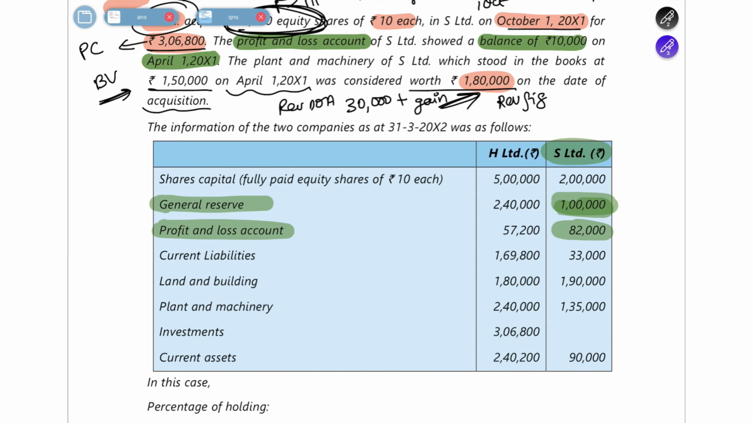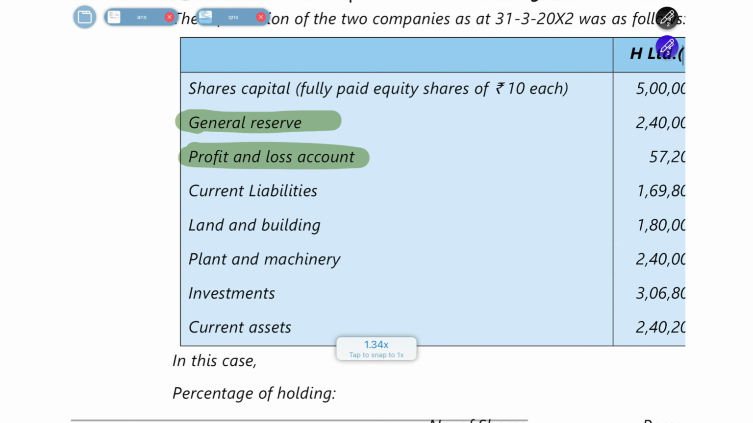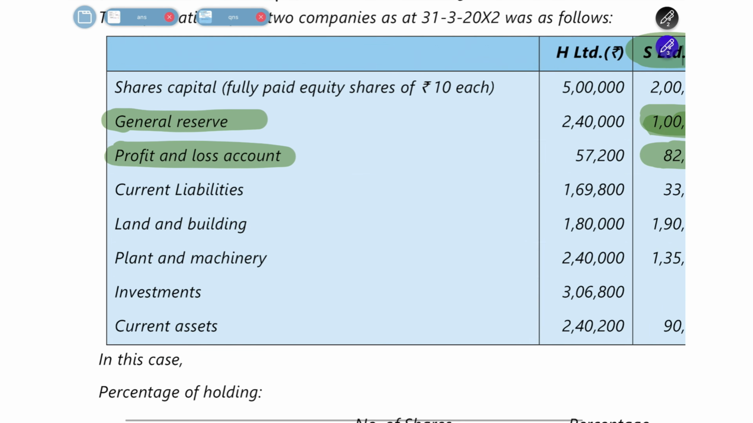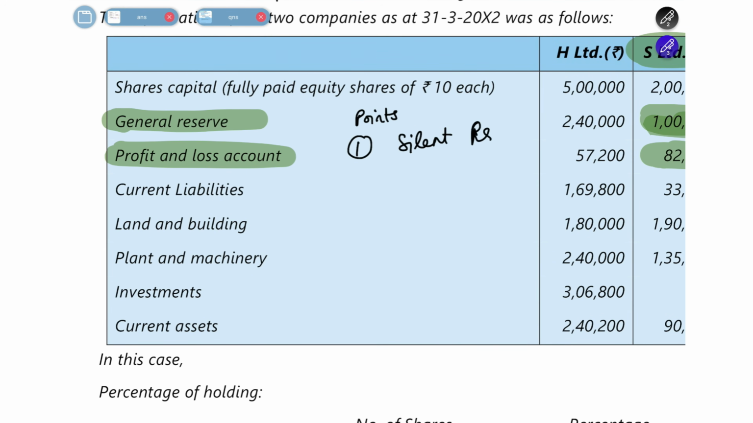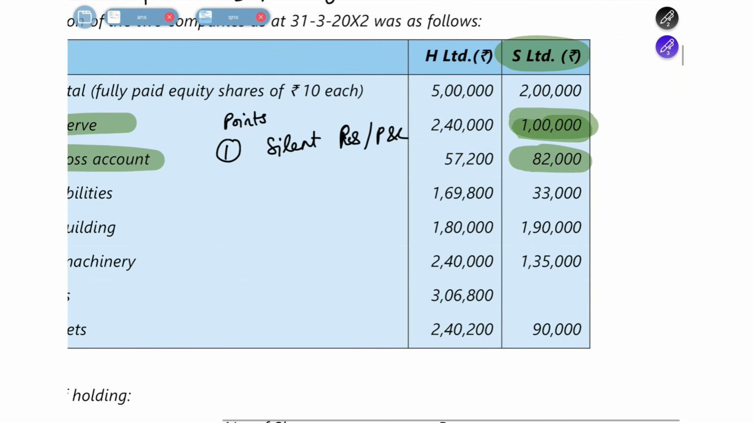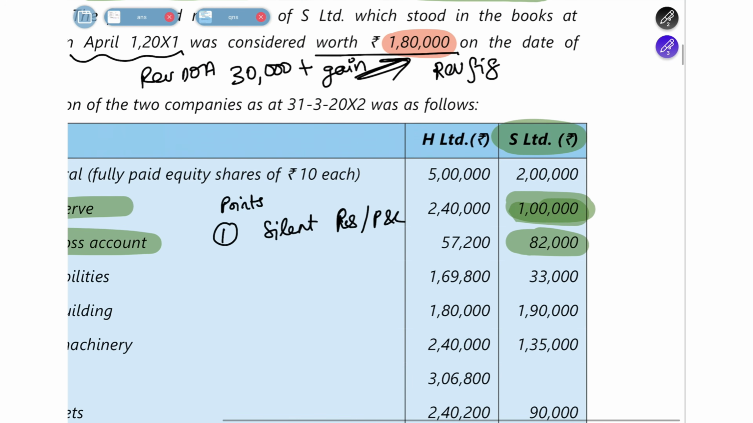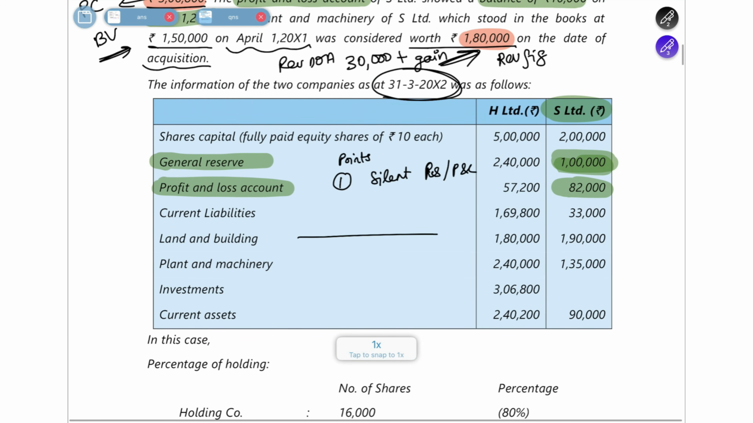Before I move into the answer, there is one thing I would like you to recollect. In the last video, we saw some points to remember, correct? In the first point, I told you what to do if the question is silent about the treatment of reserves, and silent about the P&L account. Here they have told you that as on the date of consolidation, that means as on the year end, 31st March, there is a general reserve with a balance of 1 lakh rupees, and a P&L account of 82,000.